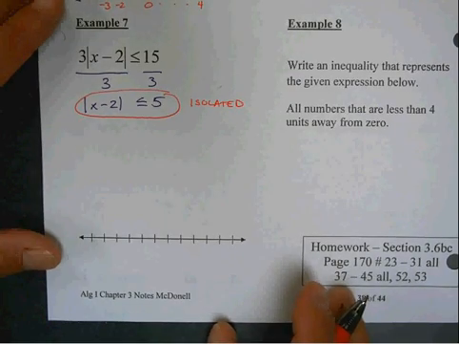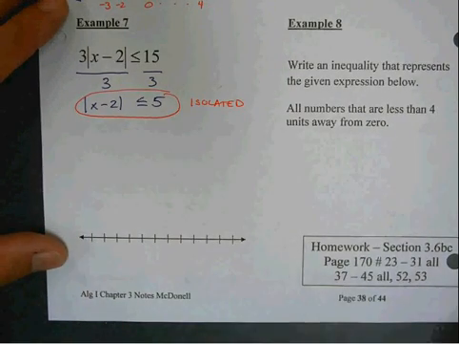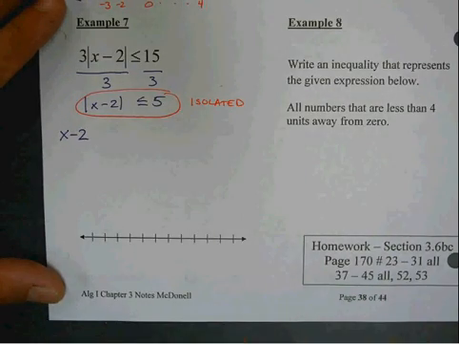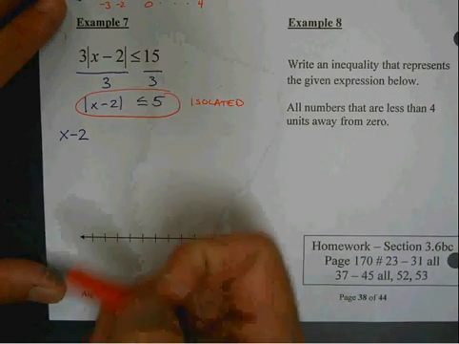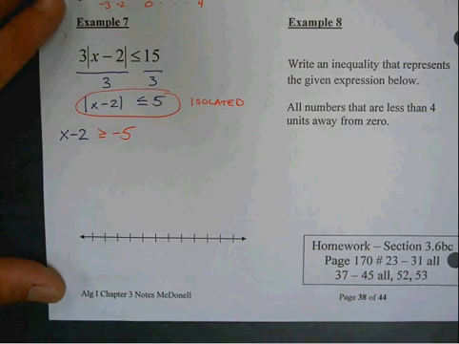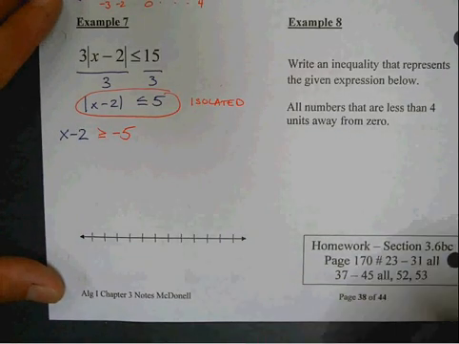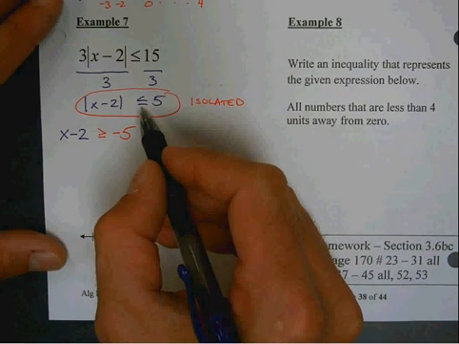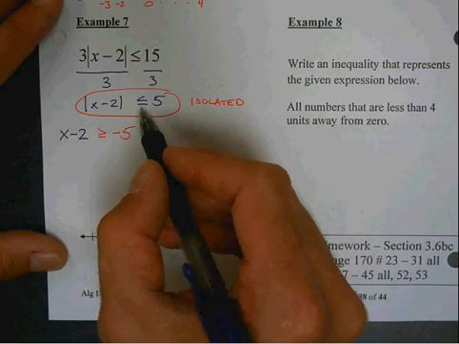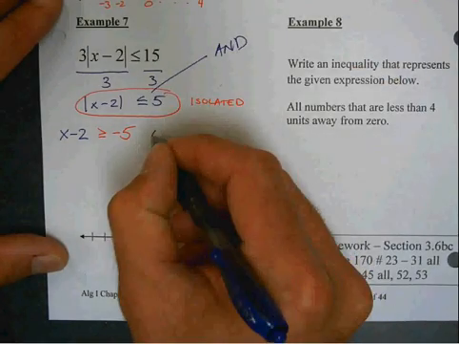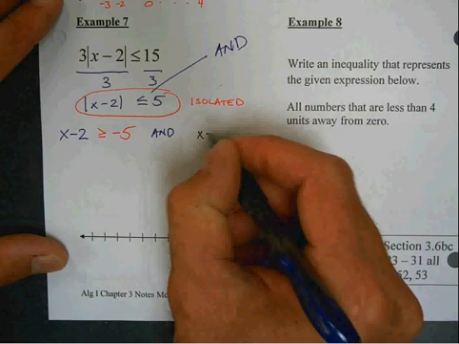Now I break it into my two parts. John, the first part becomes x minus 2. The less than becomes greater than, and the 5 becomes a negative. I didn't reference this, but does anyone realize what inequality I have here? It's a less than, so what word? And. So write and in there. x minus 2, less than 5.